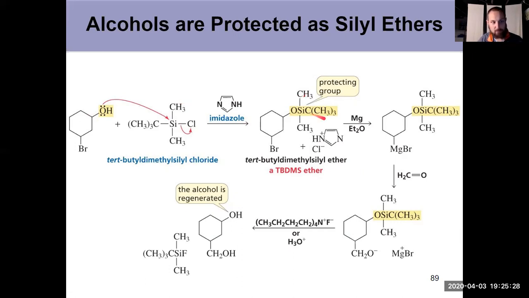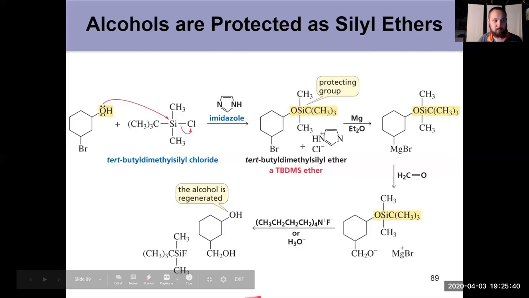This is some more chapter 11 type material, so don't worry about that. But from this slide, I do want you to know that you protect an alcohol by turning it into a silyl ether using TBDMS. Be on the lookout for that abbreviation. Then at the end, you can hydrolyze off the TBDMS ether and turn it back into an alcohol.